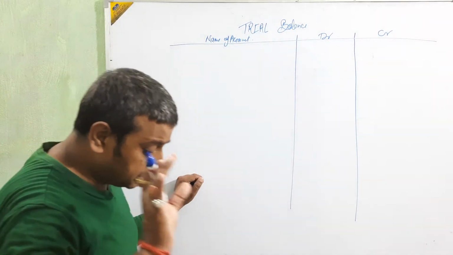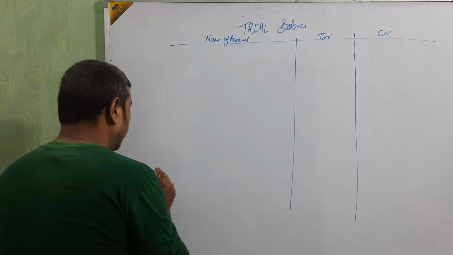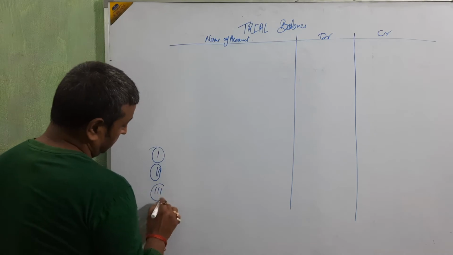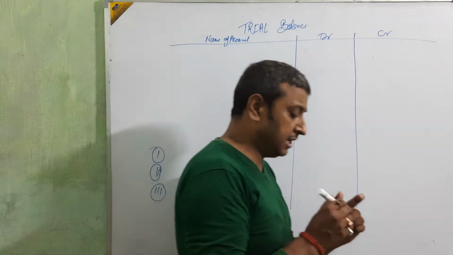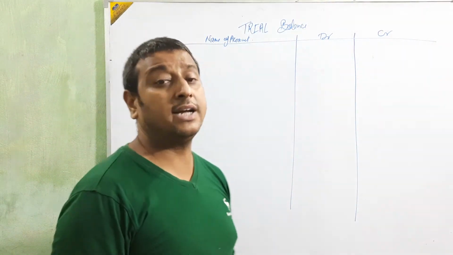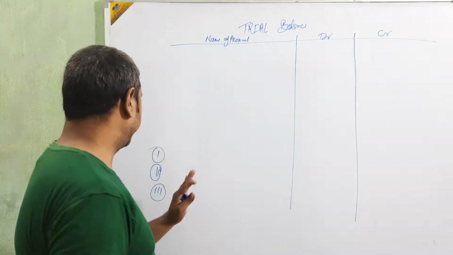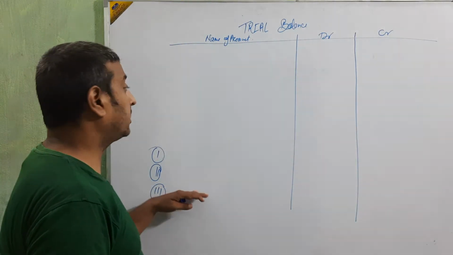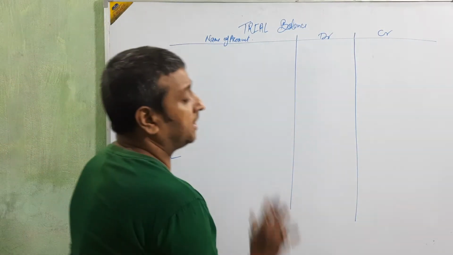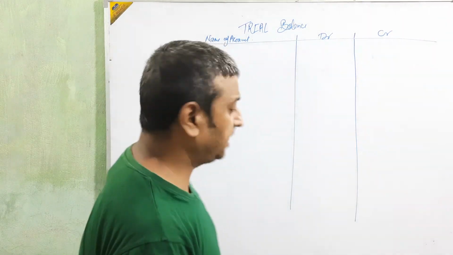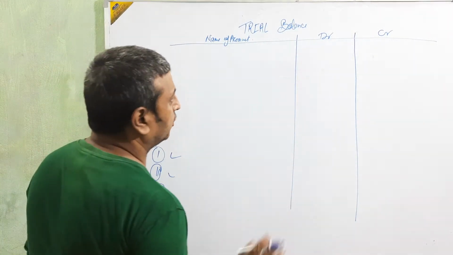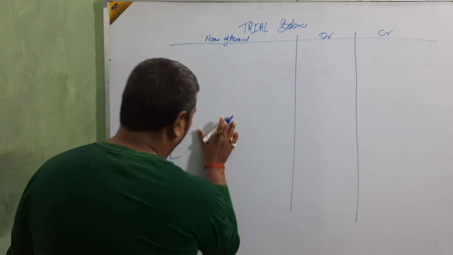Mainly we use three methods for making the trial balance. But mainly we only use one method, that is the balancing method. Three methods: first is the total method, second is the balancing method, and third is the total and balancing method. For the first and second we use the same pro forma. First we go for the total method. In the total method, we present all the account names here only.